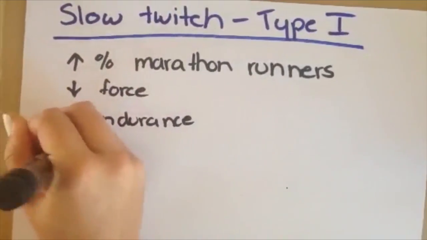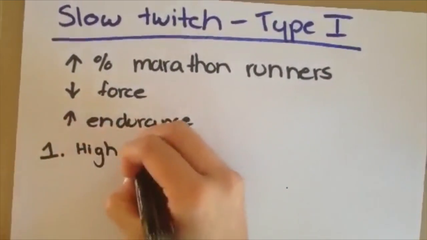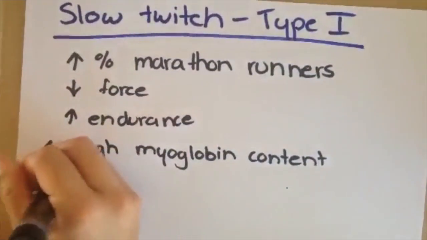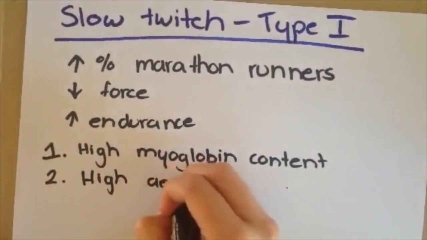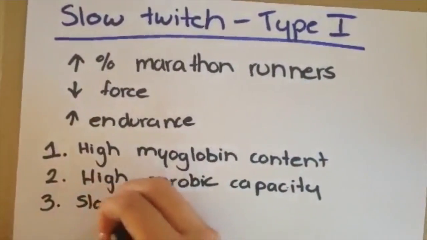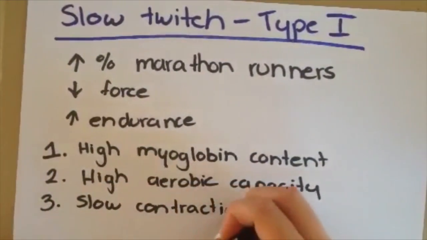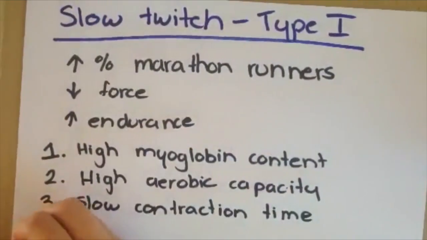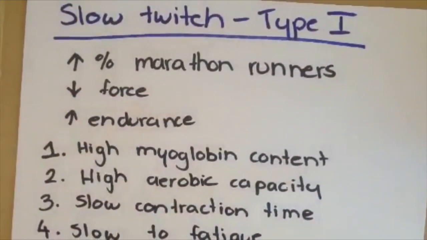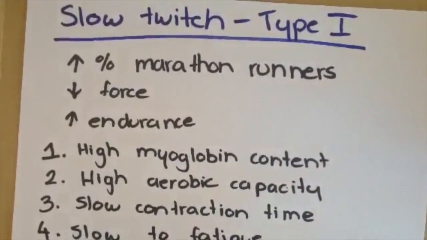1. A high myoglobin content, a protein that provides oxygen to working muscles. And 2. High oxidative and aerobic capacity, meaning ATP is produced in aerobic respiration. 3. A relatively low contraction time, 110 milliseconds to reach peak tension. And 4. Reduced rate of ATP consumption during isometric contraction and slow to fatigue.